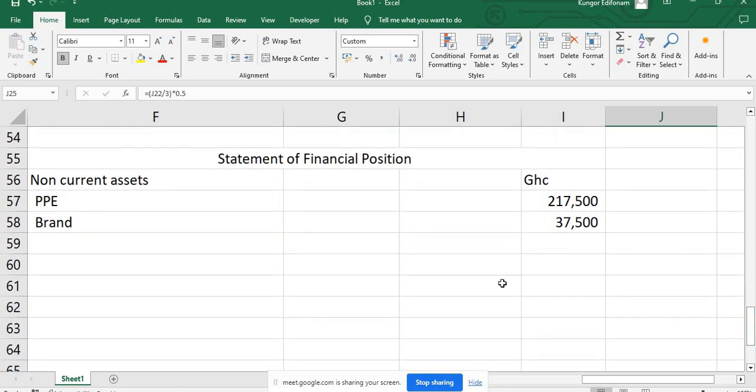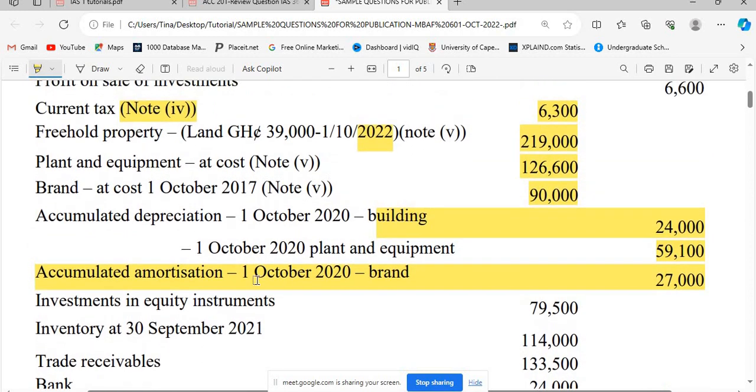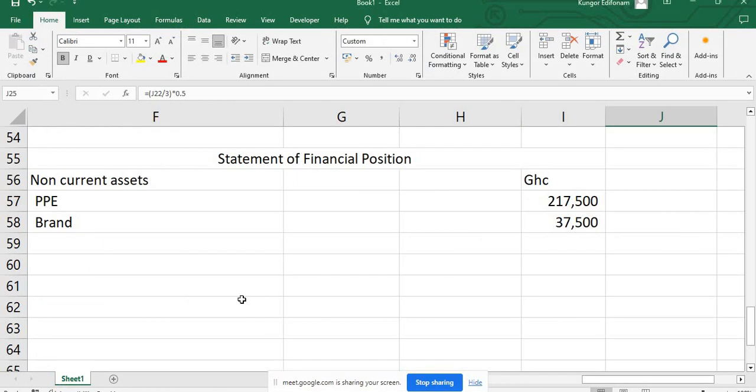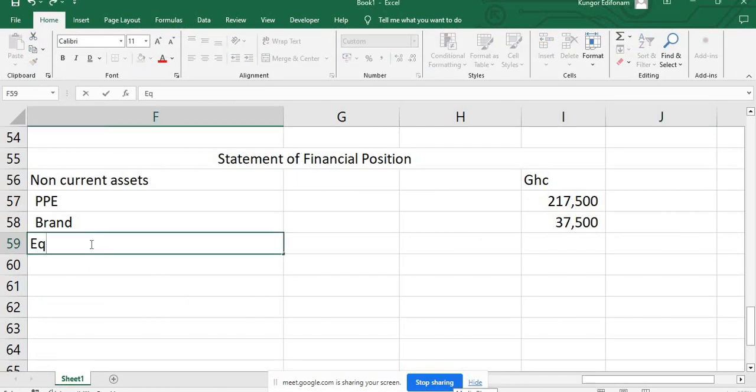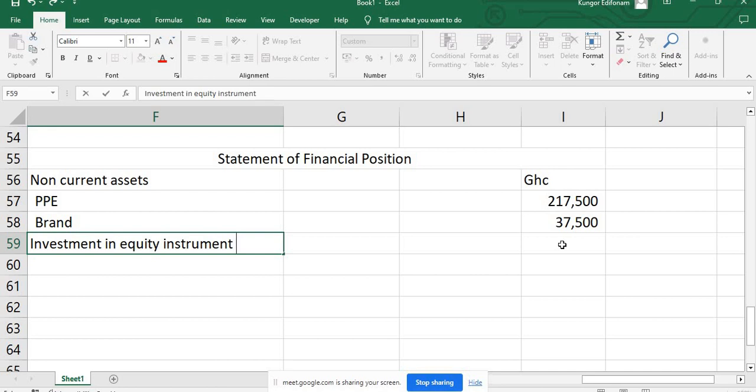So that's it, the brand. Let's go inside and check another non-current asset. You see everything is following: freehold, plant, brand, accumulated depreciation. So the next thing will be the investment in equity instrument. It's at the debit side. This is a financial asset. So we added the investment in equity instrument, and that one will be 79,500.